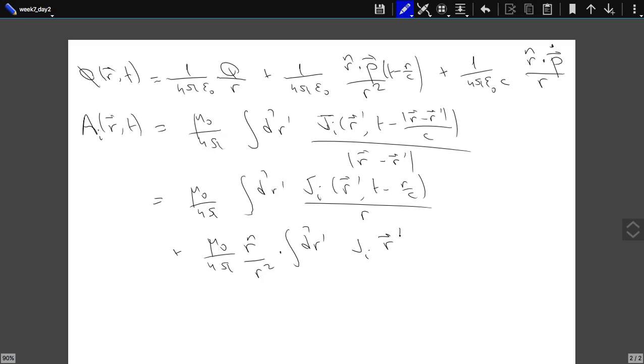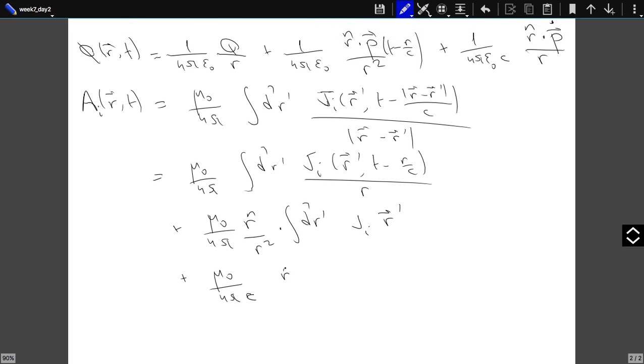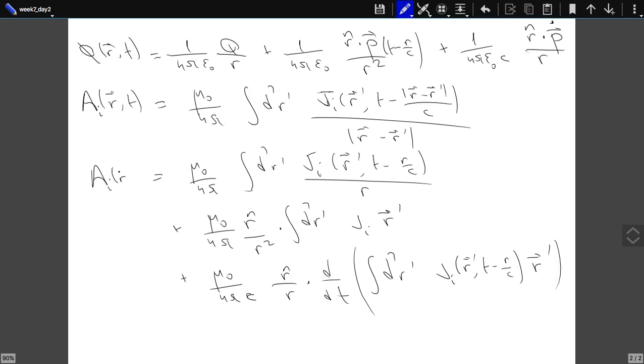And then we have the last one, plus mu0 over 4 pi c, r hat over r, d by dt, integral d cubed r prime, j_i of r prime, t minus r over c, times r prime. This is our vector potential, the i component of the vector potential.